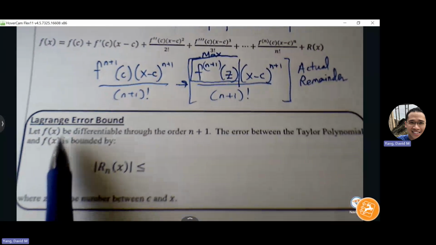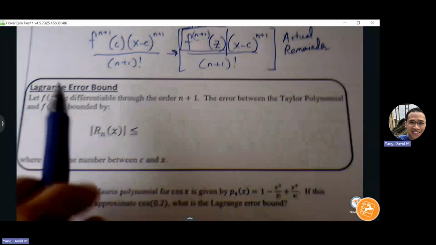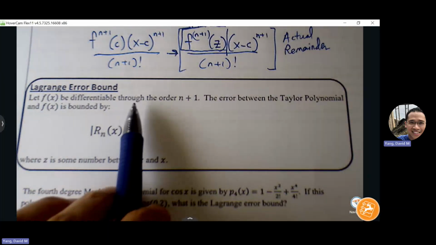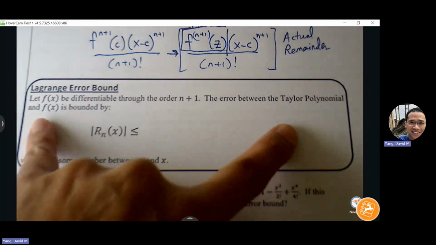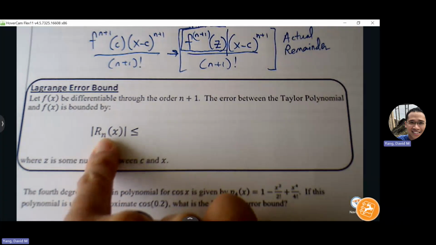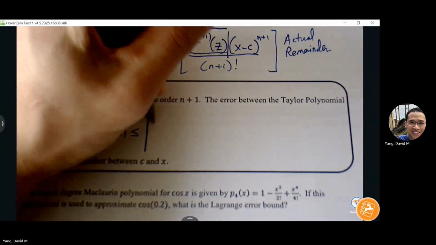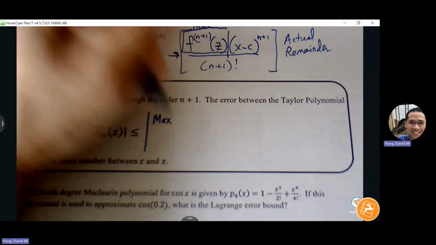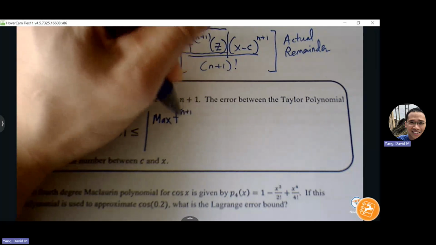We call this the Lagrange error bound. I think sometimes I'm hard to pronounce Lagrange. I'm going to say Lagrange. So it says let f of x be differentiable through the order n plus 1. The error between the Taylor polynomial and the function is bounded by, so the nth degree remainder is guaranteed to be less than... Okay, so we're going to find the maximum n plus first derivative.